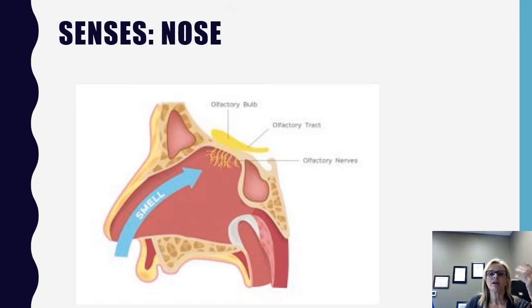All right, and this slide just kind of shows you, and there's a good image of this in APR. You have your olfactory tract here with the olfactory bulb, and then those little olfactory nerves hanging out. They look like hairs almost.